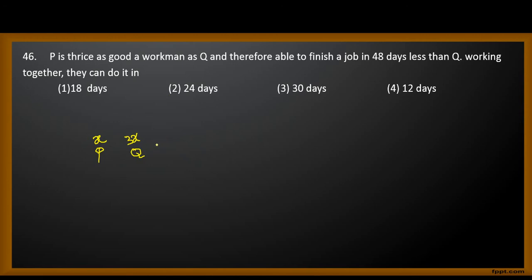Now what is the difference between 3x and x? It equals 2x. But according to the question, how much is given? 48 days. This implies x equals 24 days. It means P can do the work in 24 days and Q can do the work in 72 days.